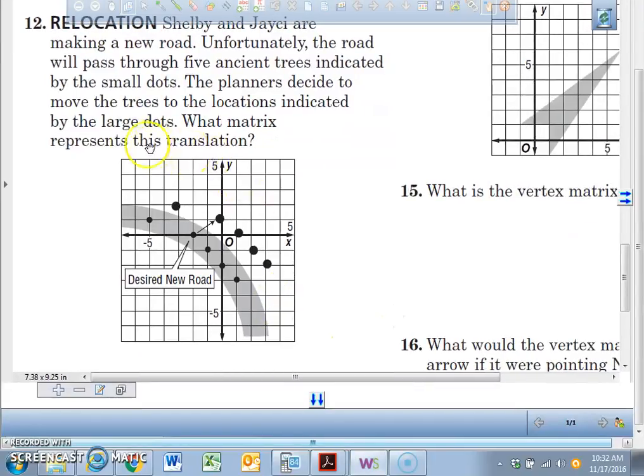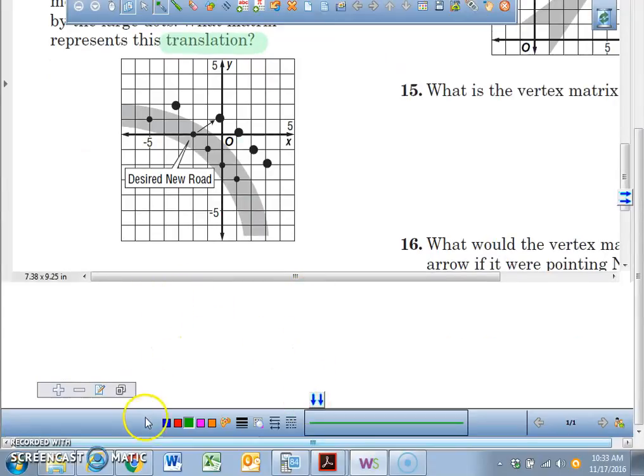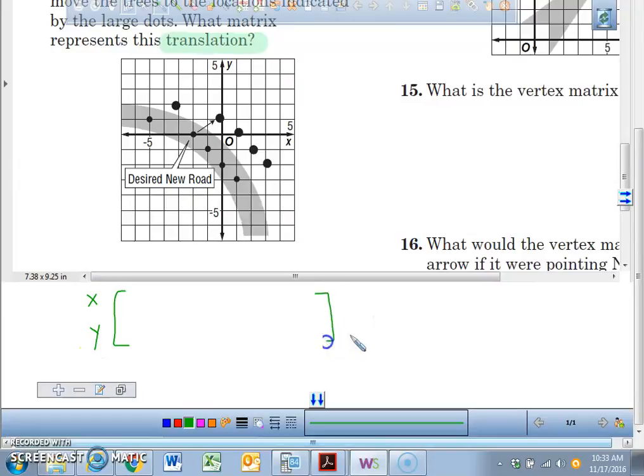So it says we need to write a matrix that represents this what? Translation. So that gives you a hint. This is a translation matrix. Now, whenever you're building a translation matrix, we have to move our x's and our y's. So remember, x is on top, y is on the bottom. And you said 1, 2? I'm going to have to disagree with you, because we need to move our x's before we move our y's.